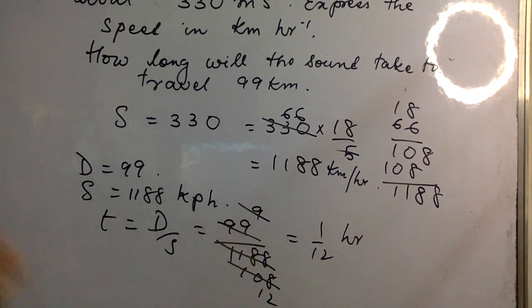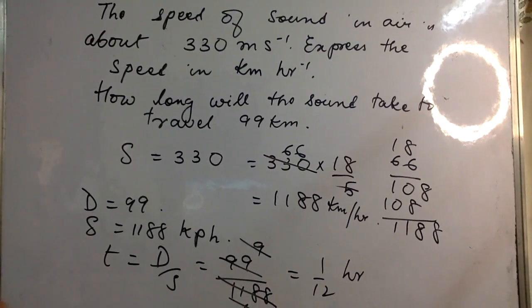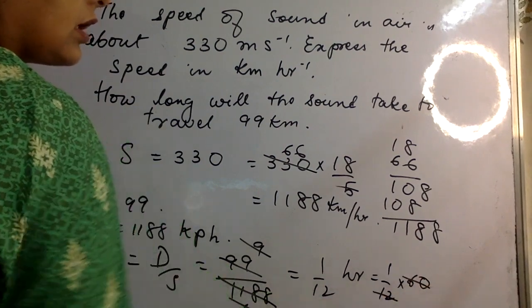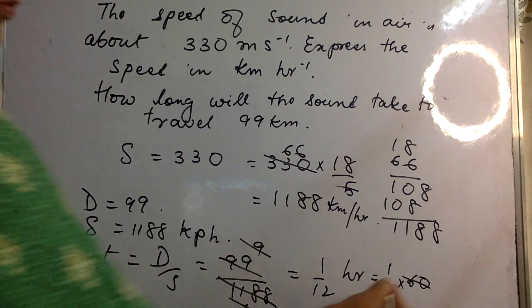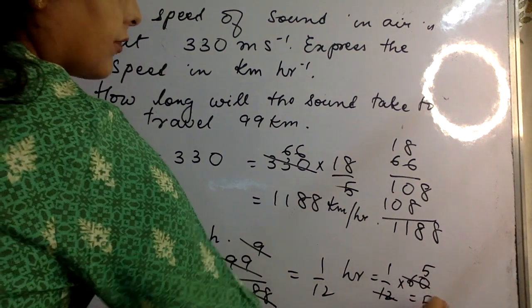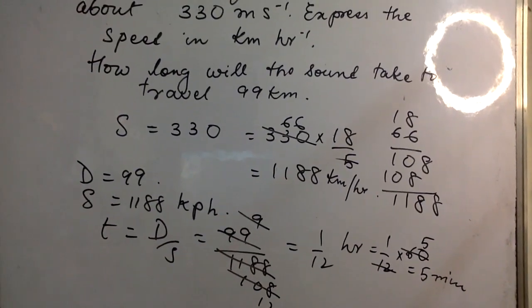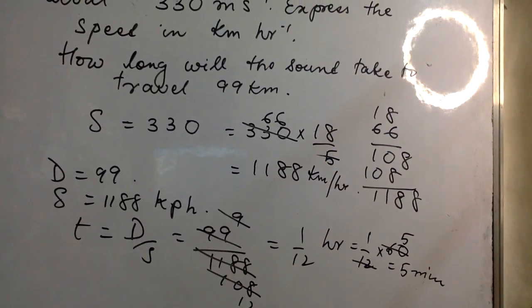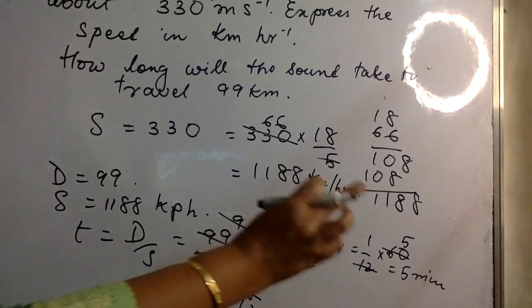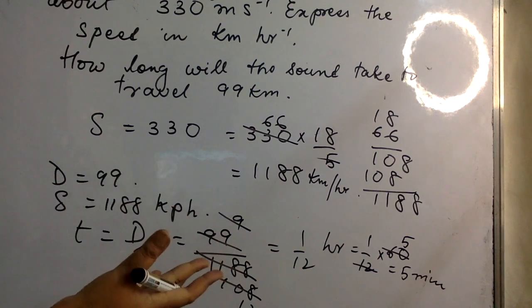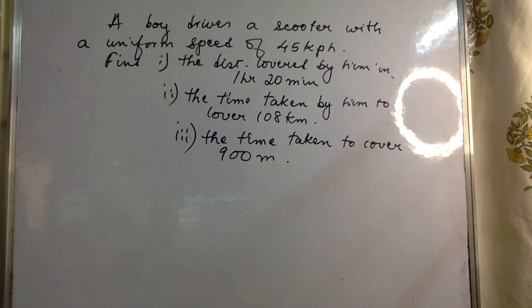Now we don't speak like this, right? We don't say 1 by 12 hour. We don't talk like that. So what do we have to do? 1 by 12 into 60. That is how much? That is 5 minutes. So 1 by 12 into 60 is equal to 5 minutes. So it takes 5 minutes to cover a distance of 99 kilometers.